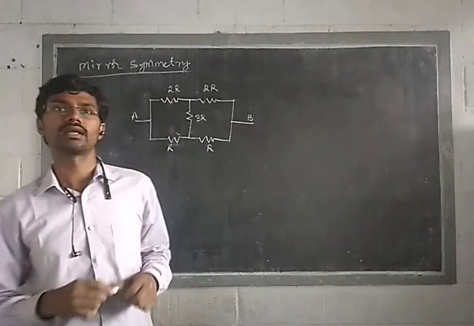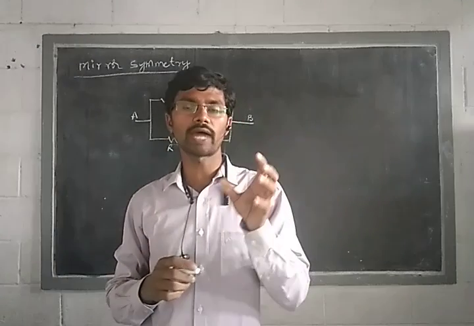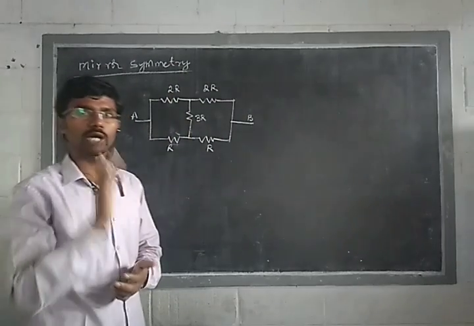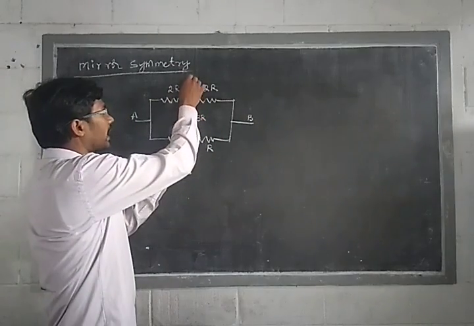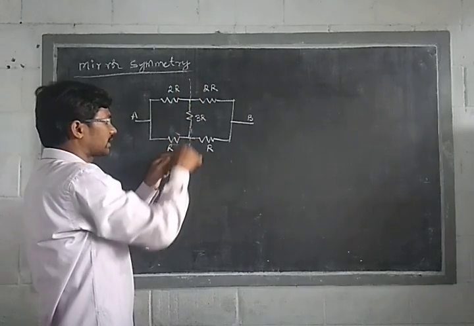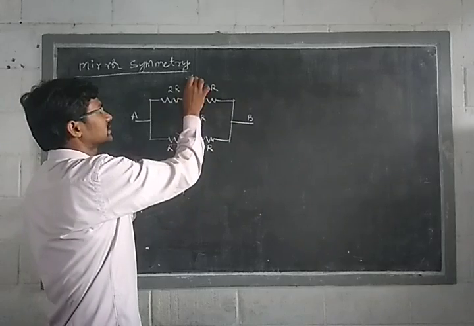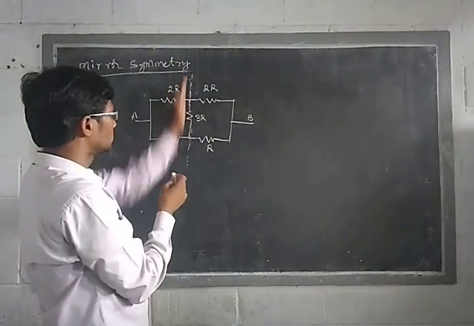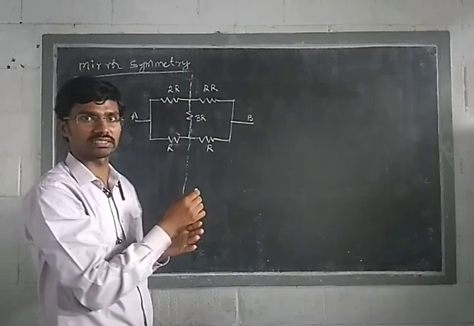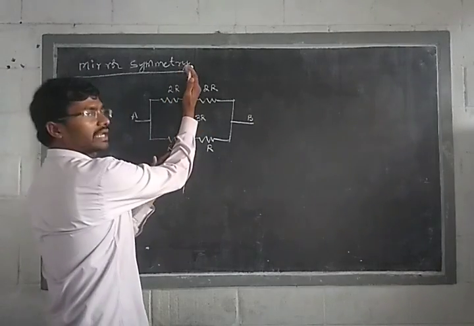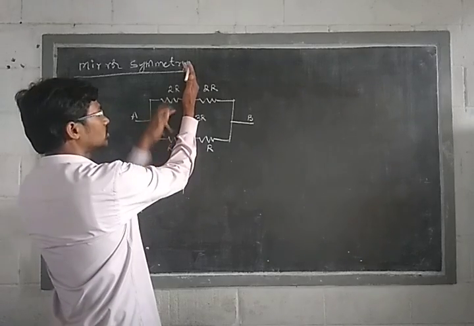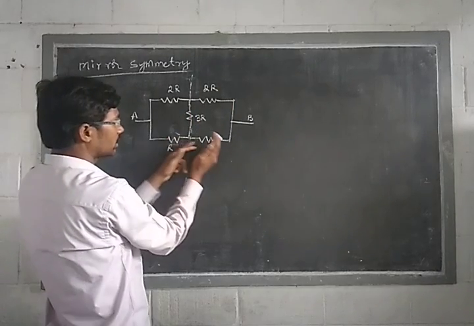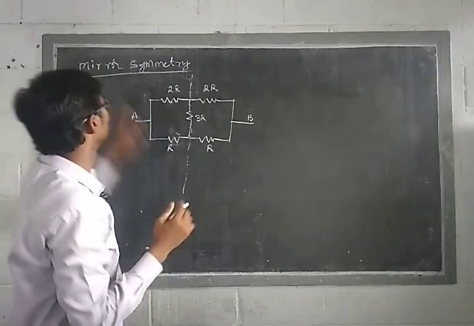Is it okay? But let me inform that here we have to find the equivalent resistance between points A and B. Now if you observe clearly, if you draw an axis along this line, along 3R, this is the lateral axis which is passing through this resistance 3R. Now if you take a mirror at this point, what would be the image of this 2R? It will be 2R. And what would be the image of R? R. That means it is a mirror symmetry.